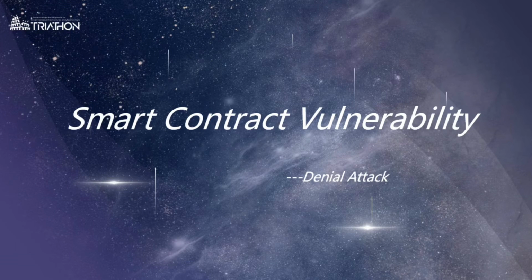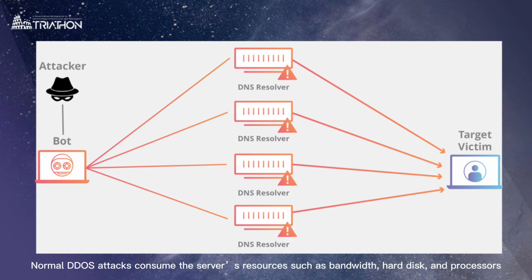Hey guys, today we will talk about the smart contract vulnerability, denial of service attack. Normal DDoS attacks consume the server's resources such as bandwidth, hard disk, and processors, which makes the server overloaded and no longer able to provide services to the public. Thanks to the unique mechanism of the blockchain, the contract has another kind of denial of service.